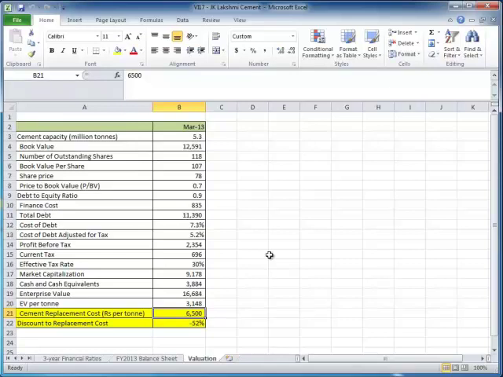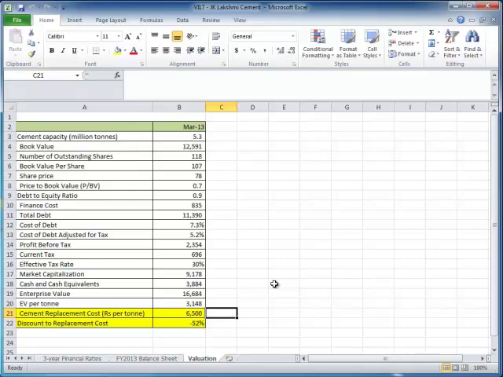So the main metric we're going to use to do the valuation is looking at this enterprise value per ton and comparing it to the cement replacement cost per ton. So this last line here is the discount to replacement cost, which is essentially this divided by that minus 1, which gives us minus 52%. Right, so this means that the enterprise value is about 52% lower than the cement replacement cost, or about 1/2 the cement replacement cost.